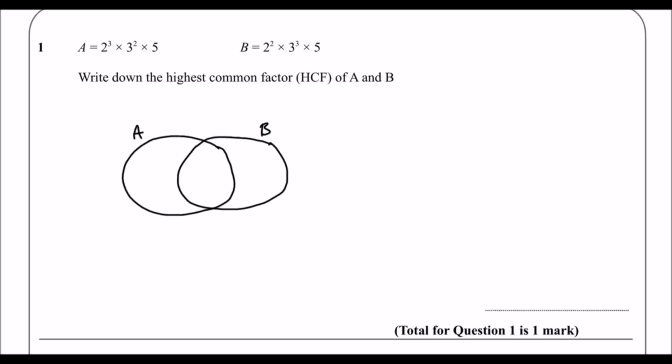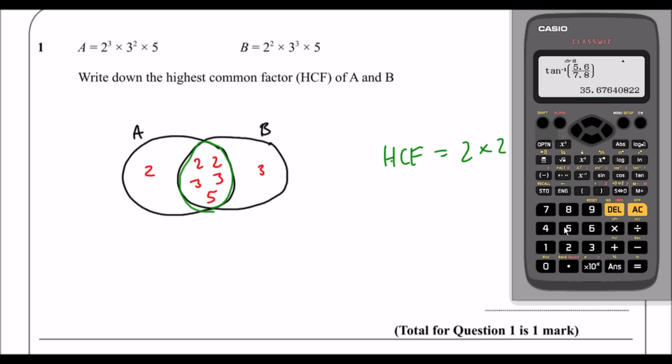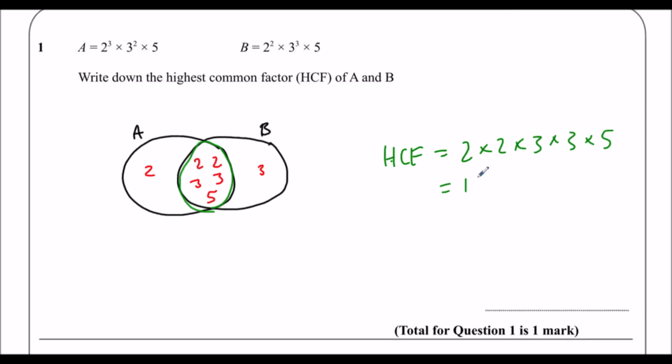So A and B, they both have 2 2s, 2 3s, and a 5. A's also got an extra 2, and B's got an extra 3. The highest common factor are the ones in common multiplied together. So the highest common factor is 2 times 2 times 3 times 3 times 5, and that is 180.